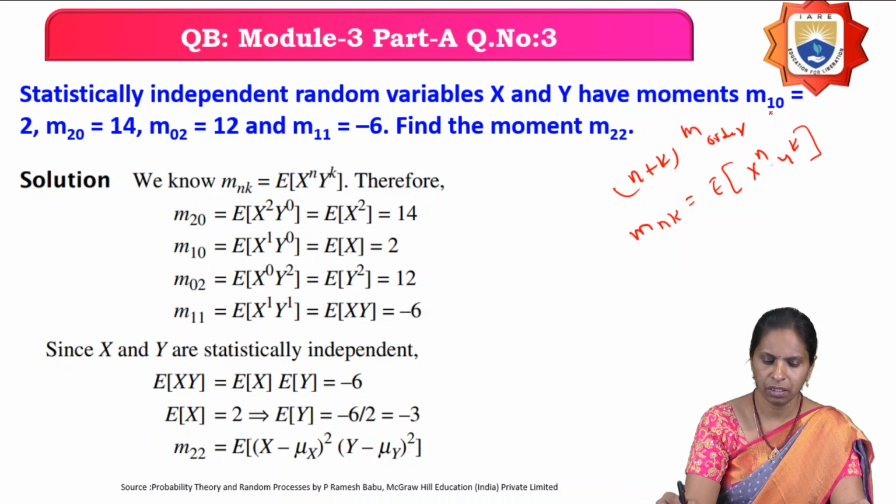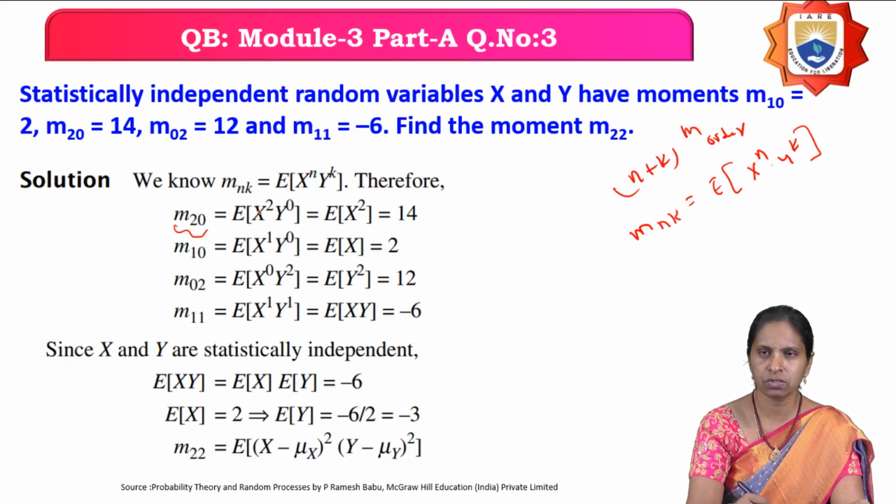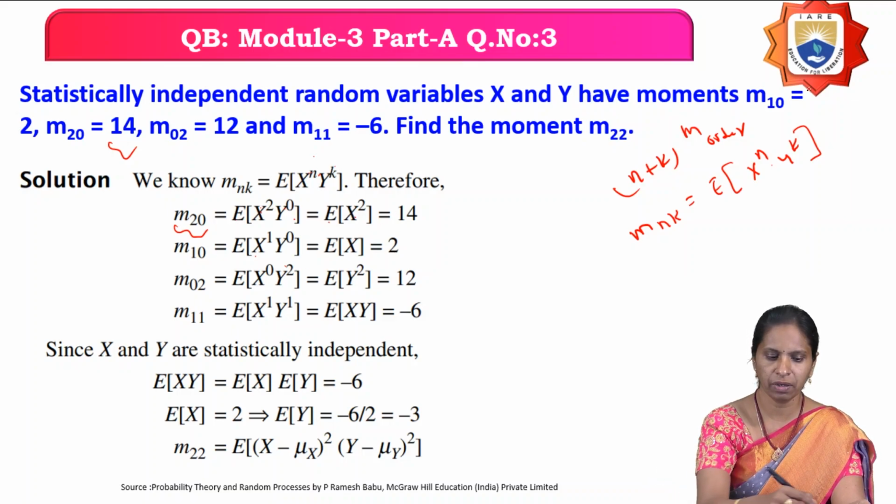So what is m20? Here n value is 2 and k value is 0. Therefore, expectation of x square into y power 0, which equals expectation of x square. What is the value given in the problem? 14. Similarly, what is m10? Here n value is 1 and k value is 0. So expectation of x power 1 into y power 0 is expectation of x, which is given as 2. So write down here 2.